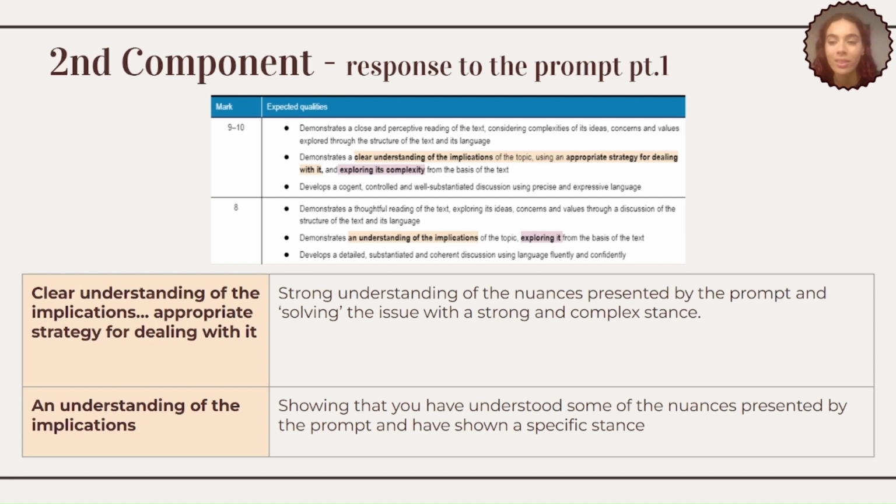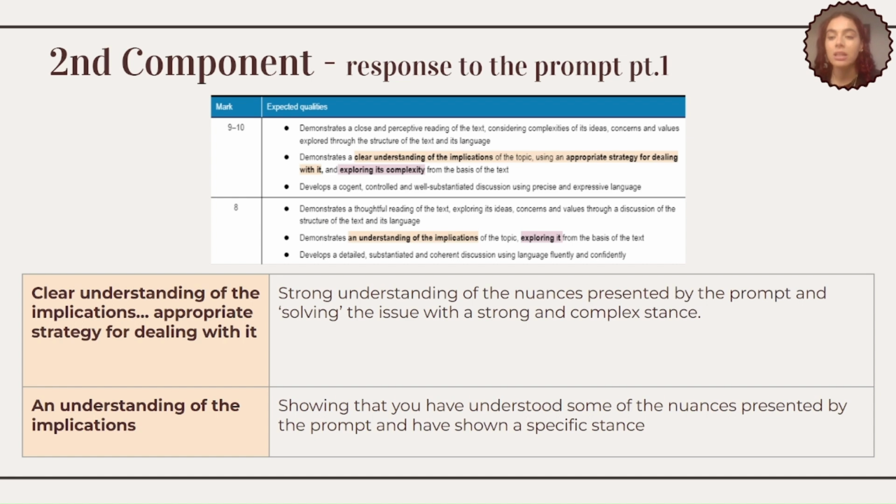for dealing with it. That is the 9 and 10, not the easiest to receive. Basically, this is you having a really strong understanding of the complexities presented by the prompt. All right. You are not shying away from the different components of that prompt. You are hitting it head on and you are solving it with a strong and complex stance. Okay? Complex, strong stance that is backed by evidence, justifying it from the text.